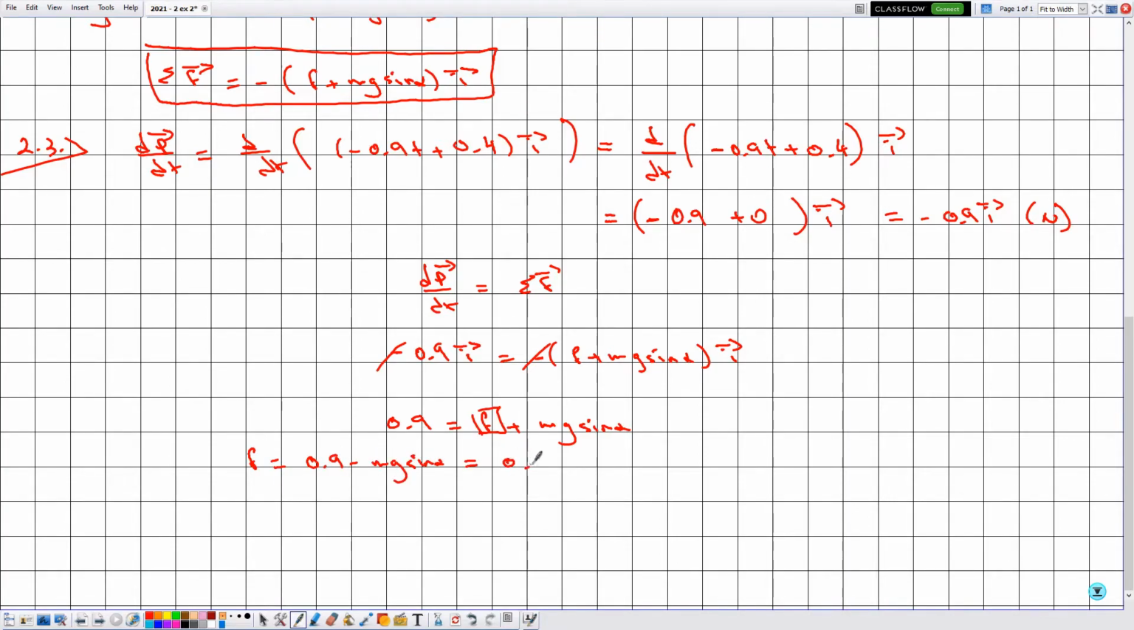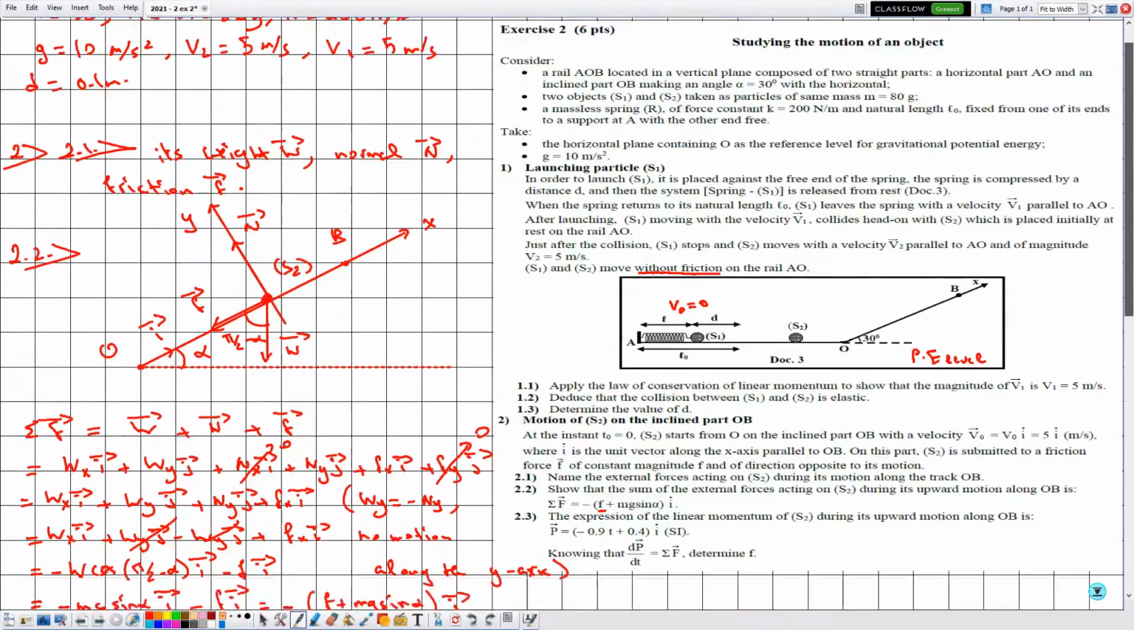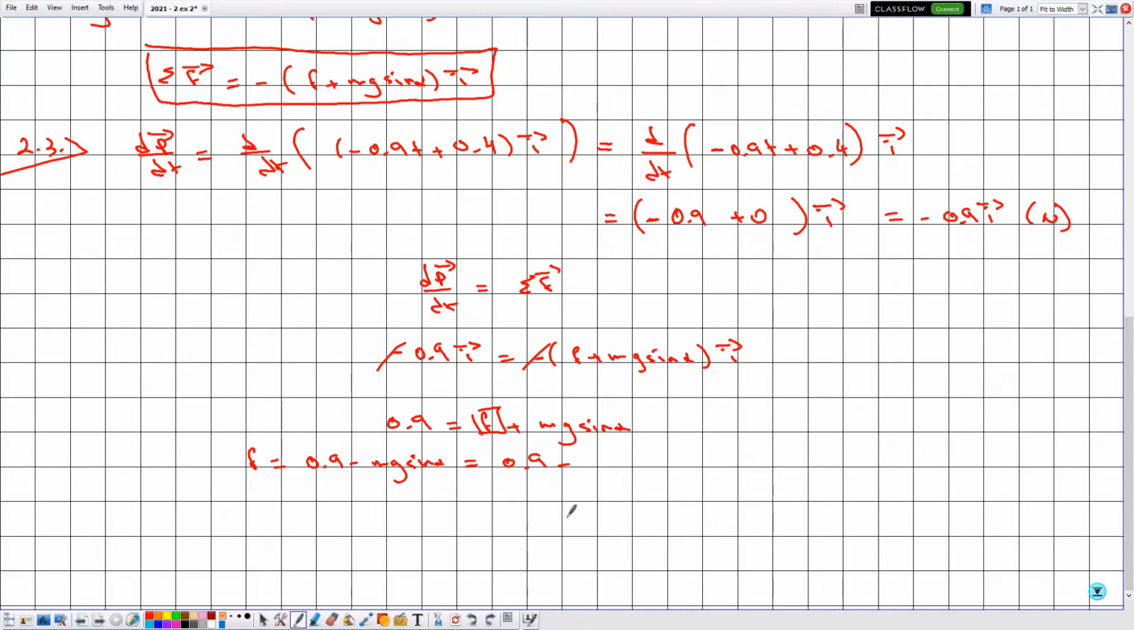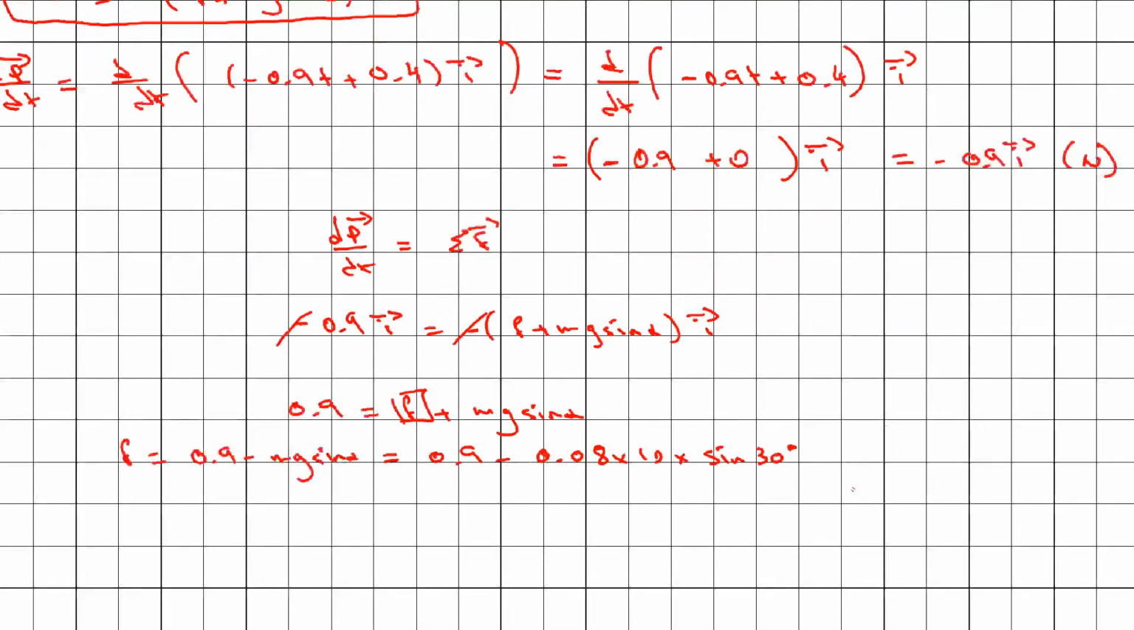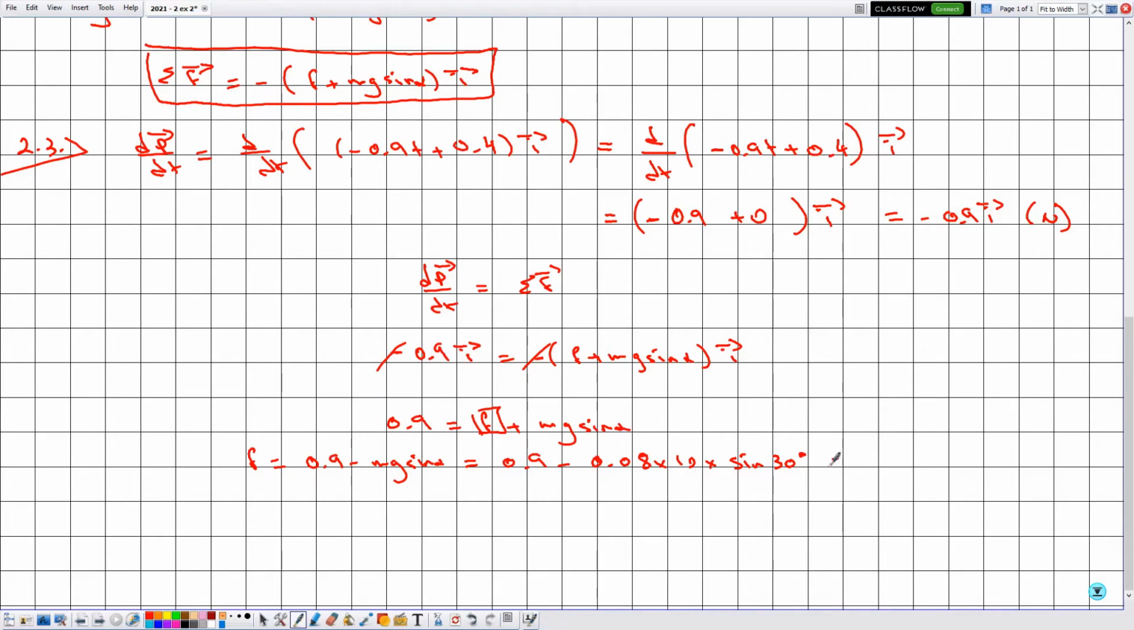Now 0.9 minus the value of m, let me check, which is given by 0.08 multiplied by 10 multiplied by sine of 30. And here we need to make sure that the calculator is in degrees mode. Plugging this into the calculator, the value of f is given by 0.5. And what's the unit of f? It is in newtons. Then the value of the force of friction is given by 0.5 in newtons.